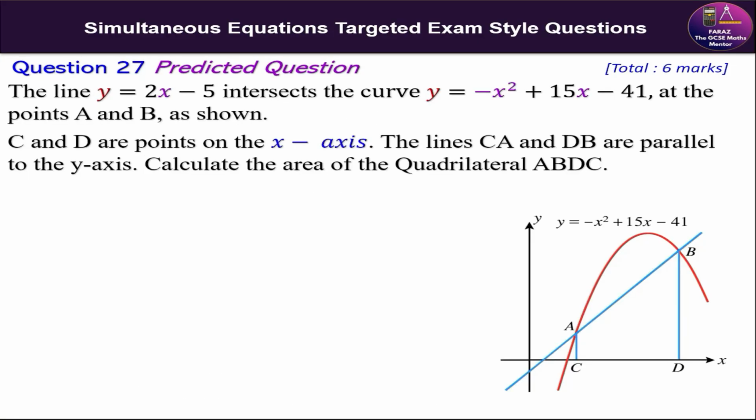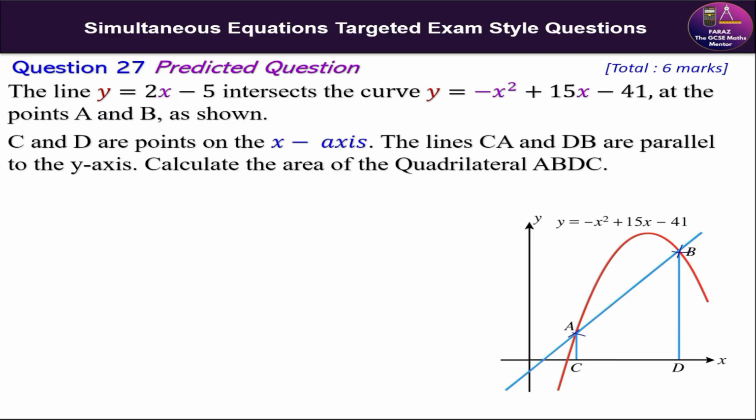Right, time for question 27. We are given a line and a curve, and we are told they intersect at points A and B. C and D lie directly below these points on the x-axis, and we are asked to find the area of quadrilateral ABDC. So let's do this step by step. We have to set the equations equal to find the x values of intersection. Basically, we have to find the values for those intersections, this one and this one.